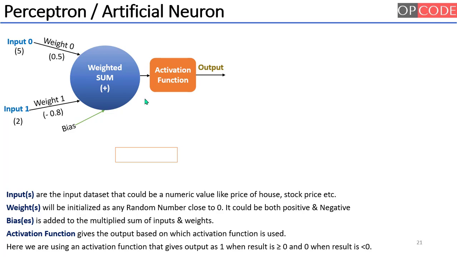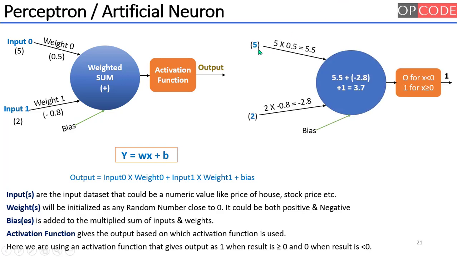As we mentioned in our last video, the equation of a line is y = mx + c, and we saw how a line is drawn to classify different classes. Similar to that, the equation of a perceptron is y = wx + b, where y is the output, w is the weights associated, x is the input, and b is the bias.